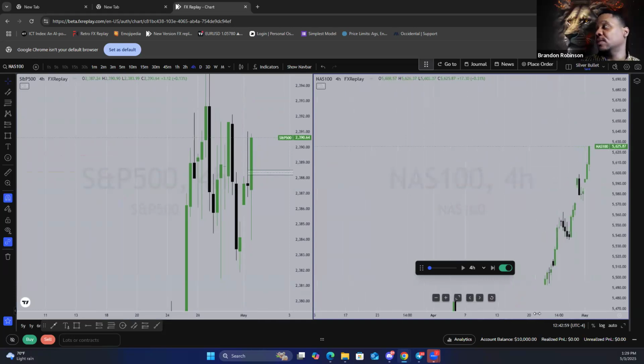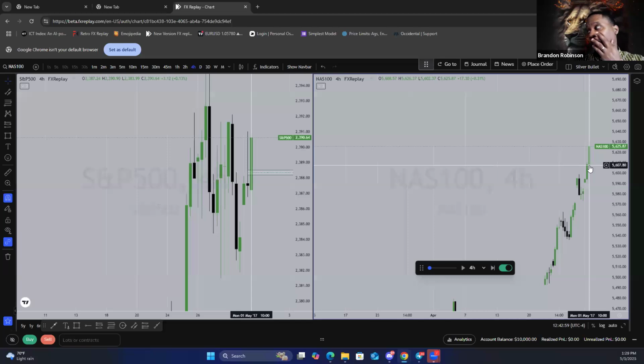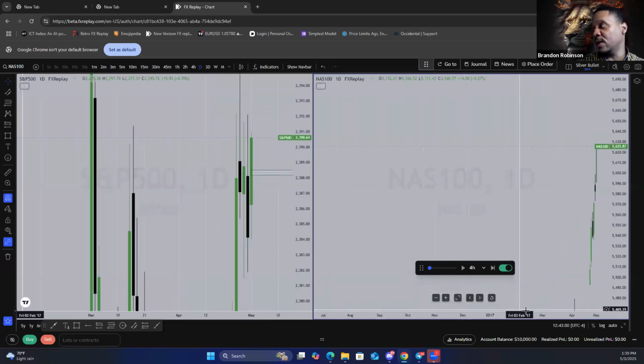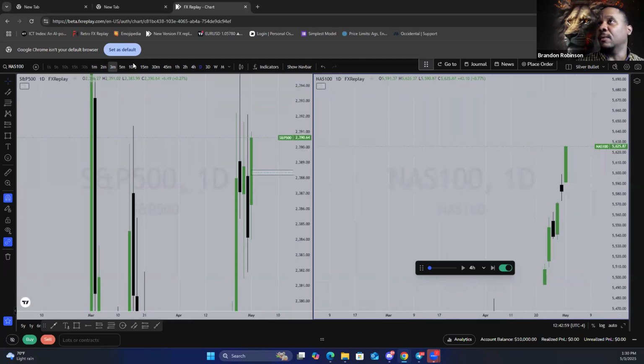I don't know where Nas is going. This is back in 2017, where 5,600 was an all-time high. That's crazy. So Nas was just gone. I guess it was going, where are we at now, like 20,000? I guess it was going to 20,000 eventually. But this is an example though.